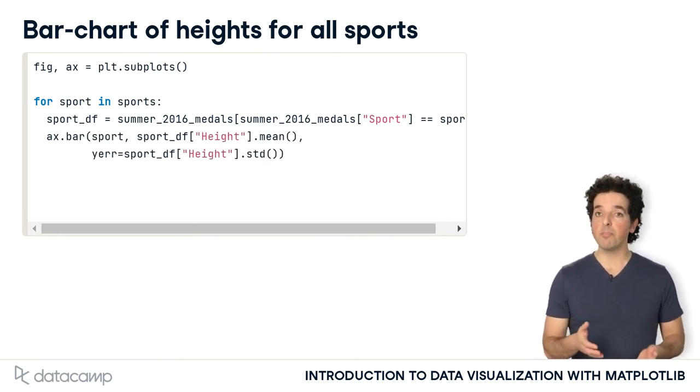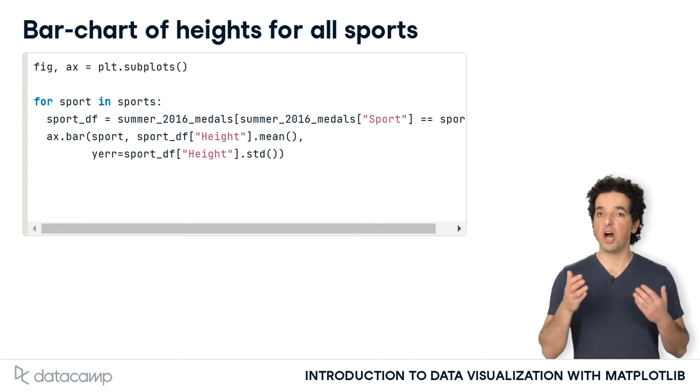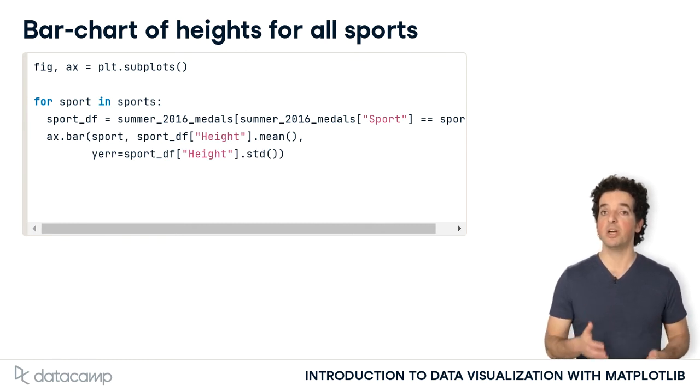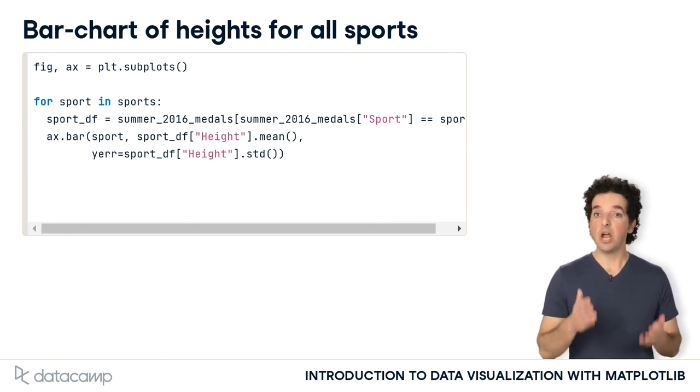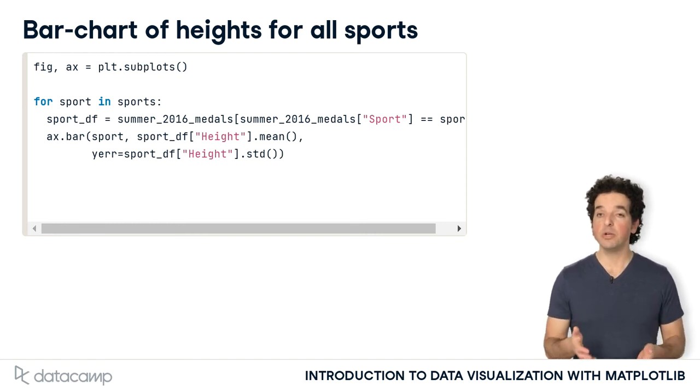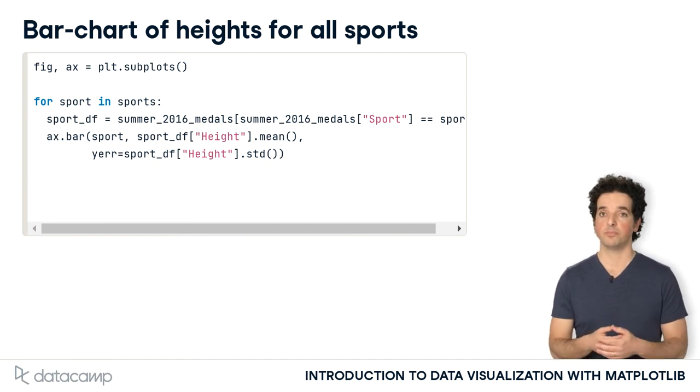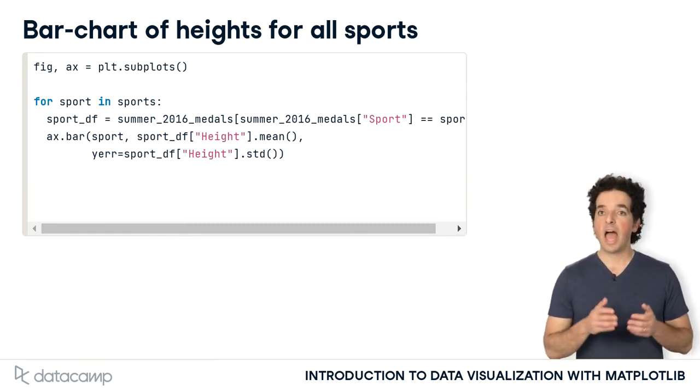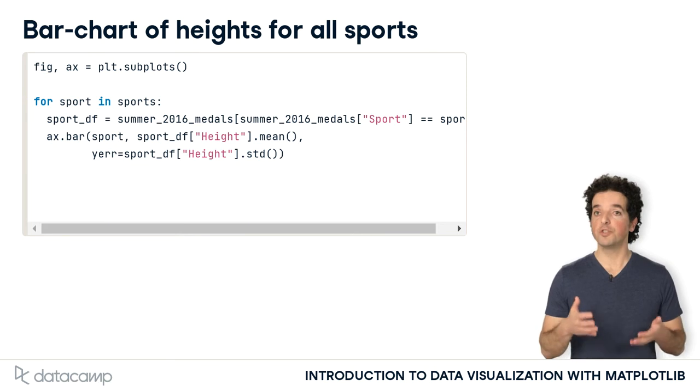We can call the bar method of the axes we created for this plot. As before, it is called with the string that holds the name of the sport as the first argument. The mean method of the height column is set to be the height of the bar, and an error bar is set to be equal to the standard deviation of the values in the column. After iterating over all of the sports, we exit the loop.